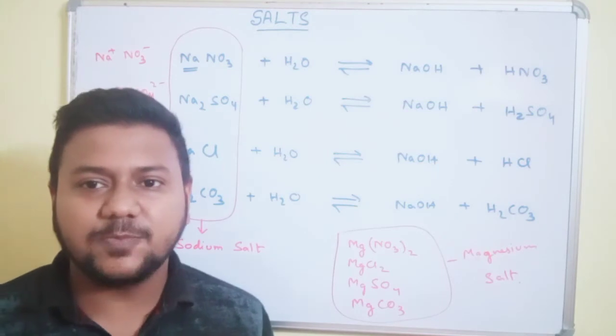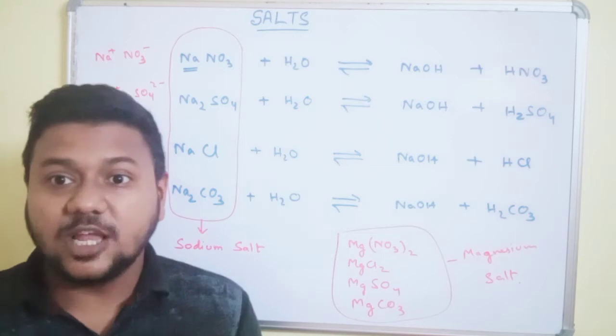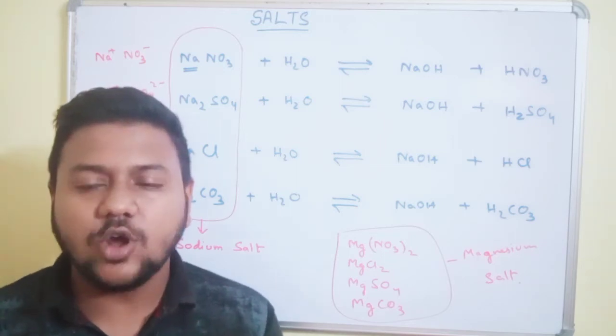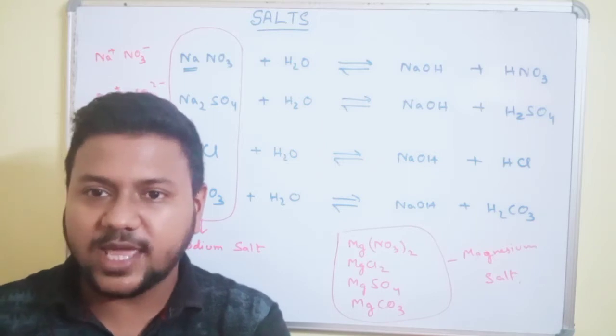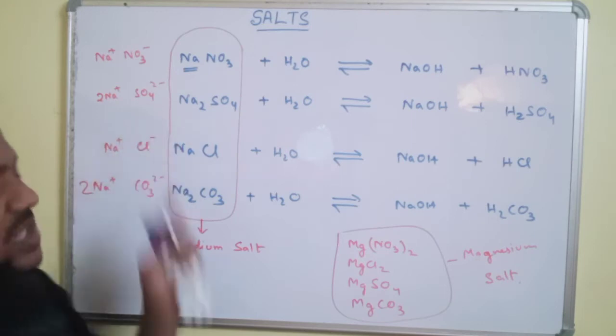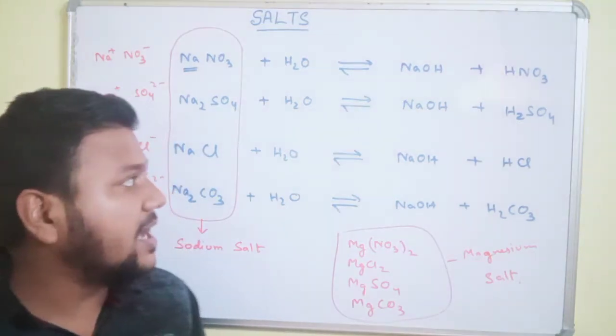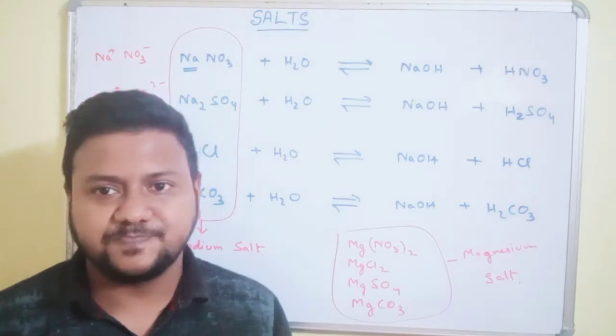Now when we react a particular base with sulfuric acid, you have seen earlier that sulfuric acid leads to the formation of sulfate salts. All the salts that are formed by sulfuric acid will have the sulfate ion in common, and hence they will be called sulfate salts.